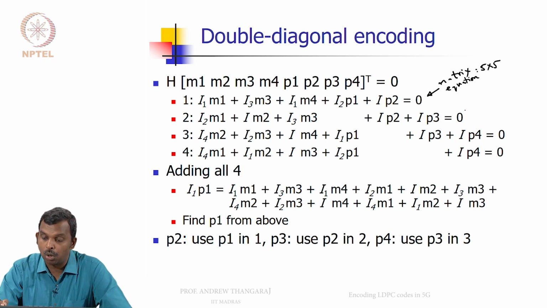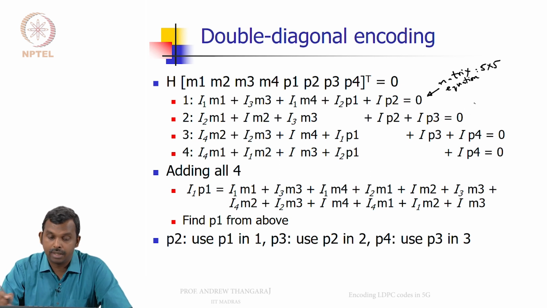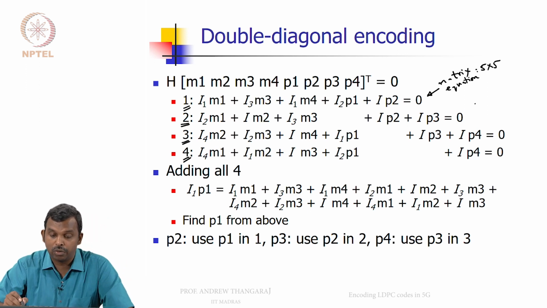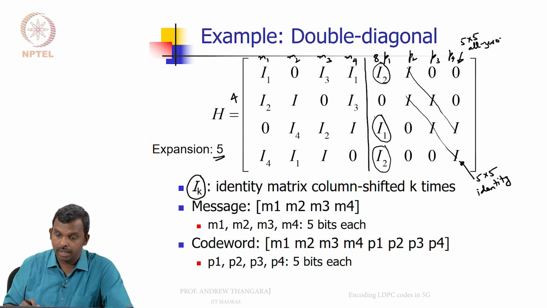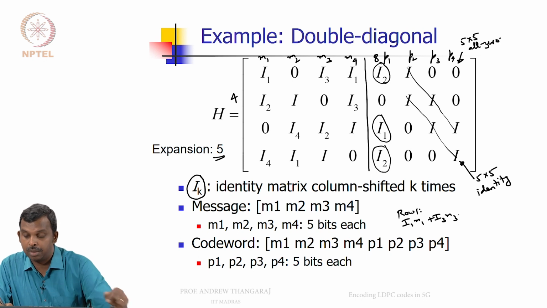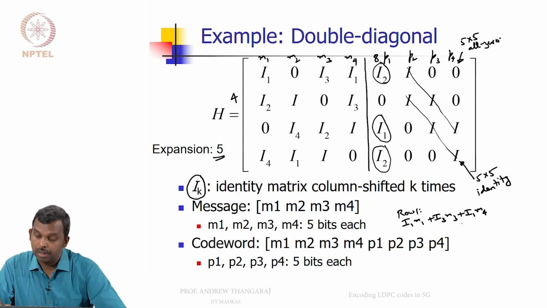And then this is the second block row, this is the third block row, and this is the fourth block row. Okay, the first block row: hopefully it's clear to you how the first block row came. If you want, I can go back here and write it down. If you put M1, M2, M3, M4 on the right side, row 1 here corresponds to I1 times M1 plus I3 times M3, right? You can see I1 times M1, I3 times M3 plus I1 times M4 plus I2 times P1, oh sorry, plus I times P2 equals 0.